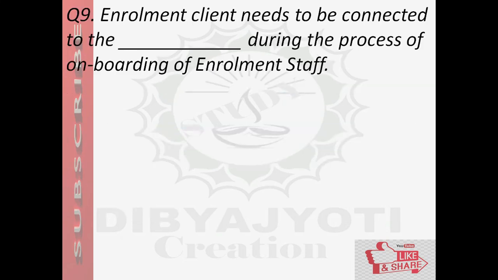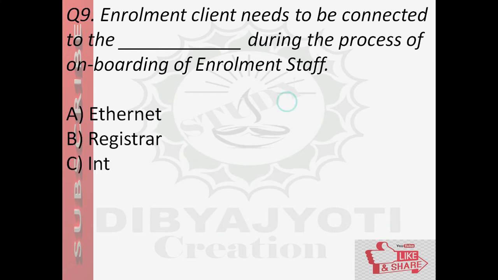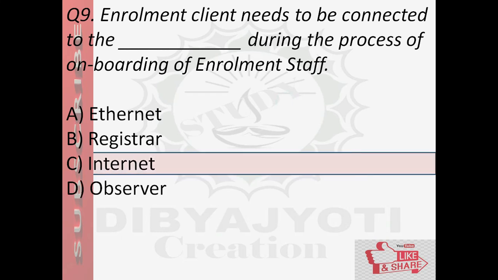Next, enrollment client needs to be connected to the DASH during the process of onboarding on enrollment staff. Options are option A, Ethernet. Option B, registrar. Option C, internet. Option D, observer. And answer is option C, internet.